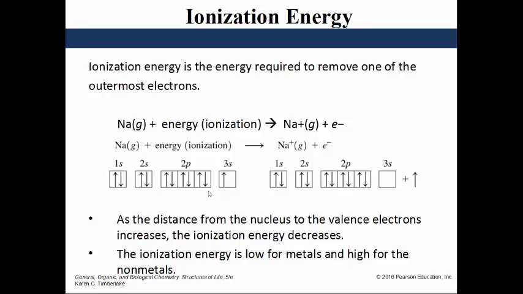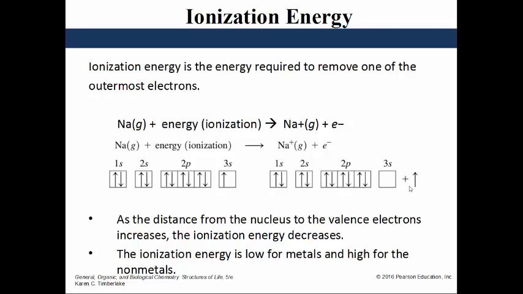This right here is all for sodium. And what the ionization energy would be is the energy it would take to rip away this electron here. That's why in the product part of the equation, this box is now empty and the arrow is on the outside. So that's all the ionization energy is: the energy that's required to form the ion, and by doing so, pulling away the valence electron or electrons.